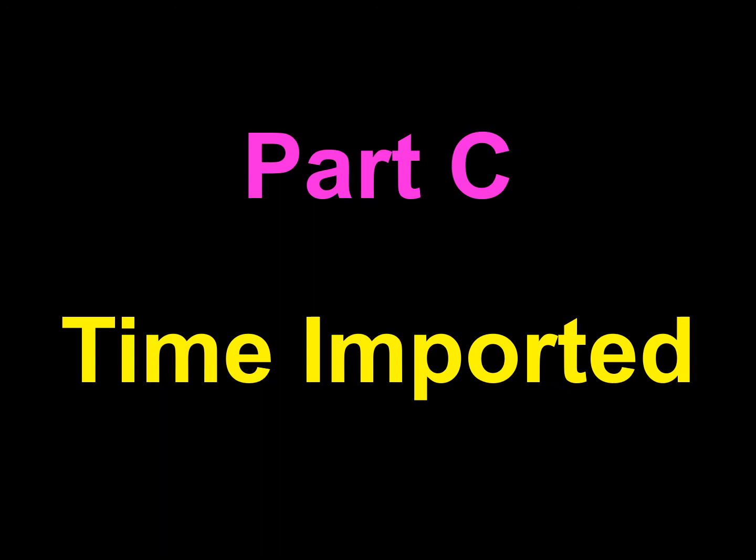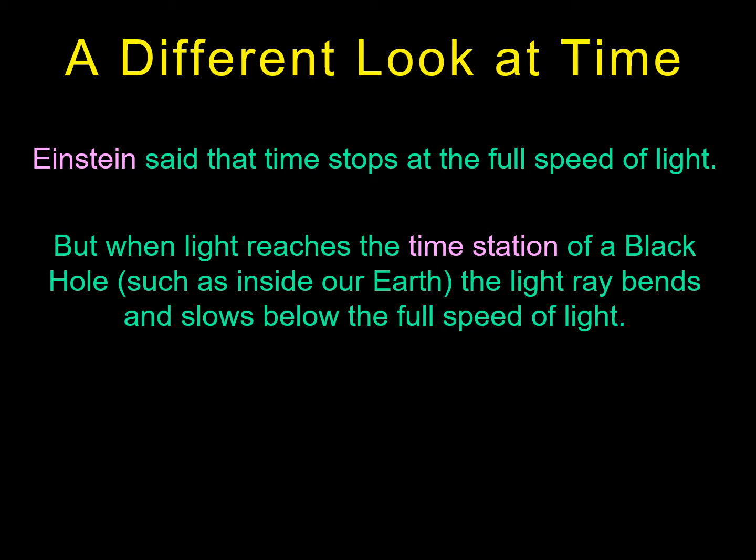This is Part C, Time Imported. A different look at time. Einstein said that time stops at the full speed of light. But when light reaches the time station of a black hole, such as inside our Earth, the light ray bends and slows below the full speed of light.